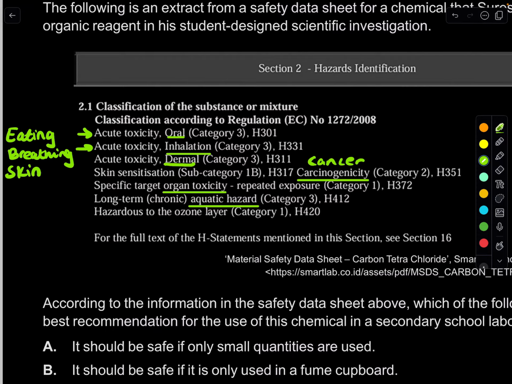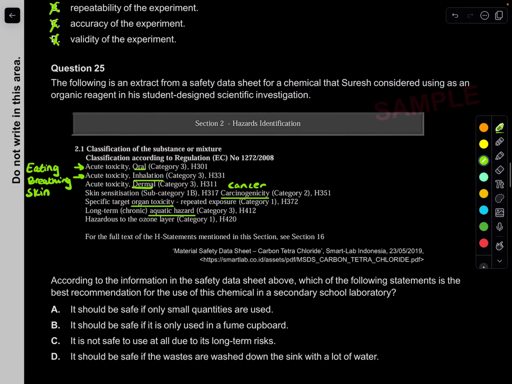For example, if it's not disposed of properly, say a student washed it through the sink and it goes towards, let's say, the ocean, it's very bad for the animals. It's very toxic to those animals. So that's a problem. Hazardous to the ozone layer, also a problem. I'll be honest with you, this chemical is rubbish. It's very dangerous. It has everything that's worse.